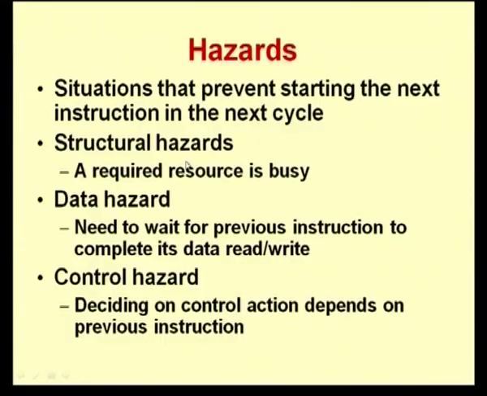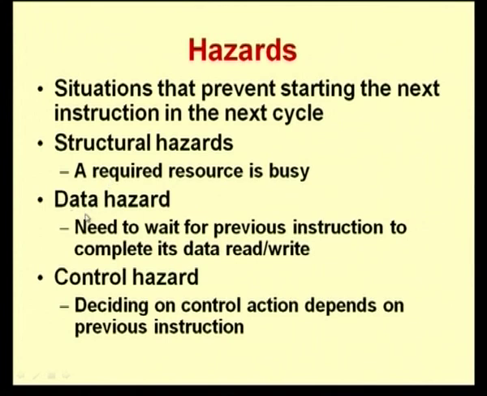Now, this pipeline hazard can occur due to various reasons. It may be what we call a structural hazard. What do we mean by structural hazard? This means that some structure or some resource which is required is busy, is being used by some other instruction. When a resource is being used by some other instruction, then obviously another instruction cannot use the same resource. So, the pipeline cannot proceed further, and therefore, we have a structural hazard. This is one hazard to look for.